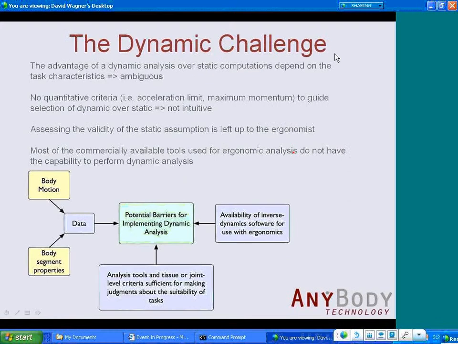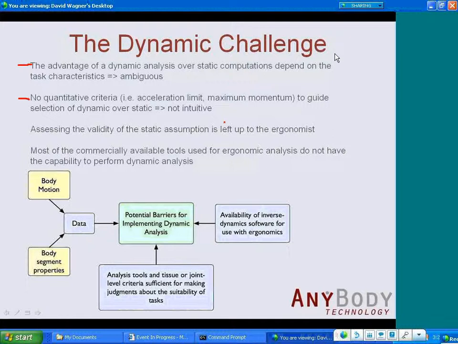So now that we know what I'm going to try to analyze, taking a step back, let's address the question: why doesn't everyone use dynamic analysis all the time? There must be something that I've missed here, and that is summed up in this slide. The advantage of dynamic analysis over static computations depends on the task characteristics, which are at times ambiguous. There is no quantitative criteria, sort of an acceleration limit or maximum momentum, to guide the selection of dynamic over static analysis. And it's not really intuitive.